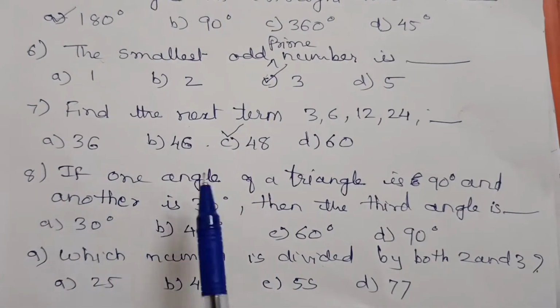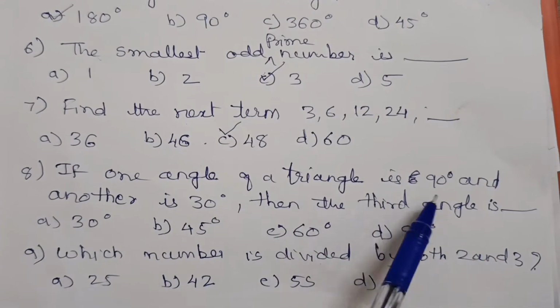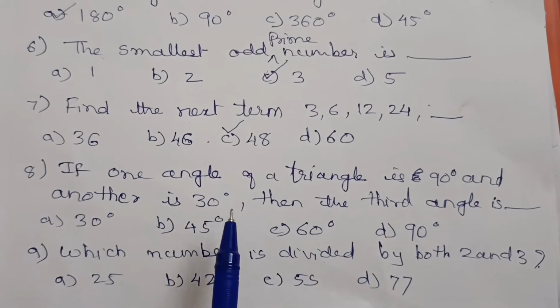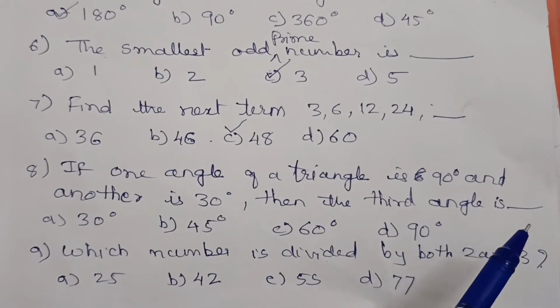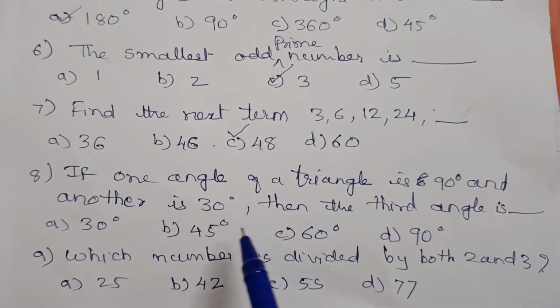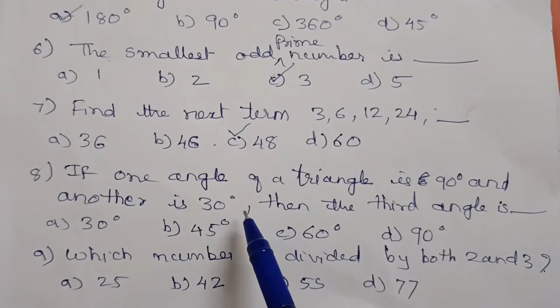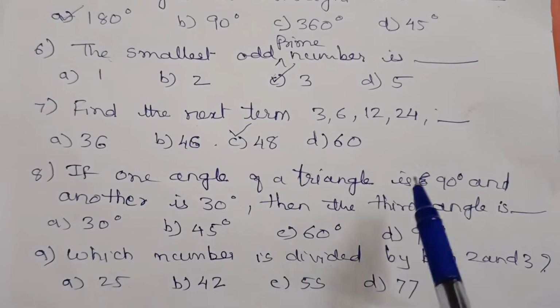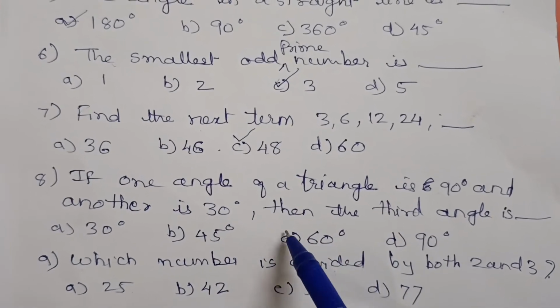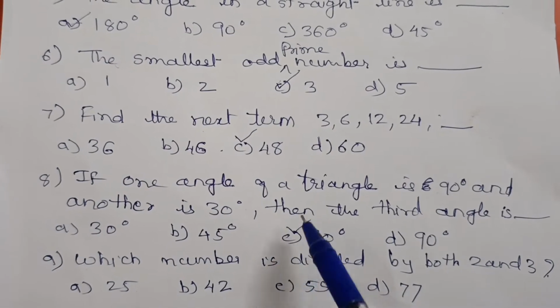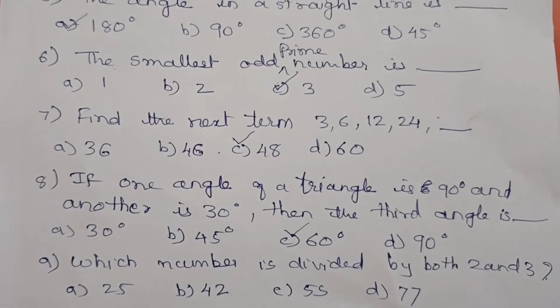Question number 8. If one angle of a triangle is 90 degree and another is 30 degree, then the third angle is dash. The sum of angle of a triangle is 180 degree. So 90 plus 30 is 120. So 180 minus 120 will be 60 degree. So the correct option is option C 60.